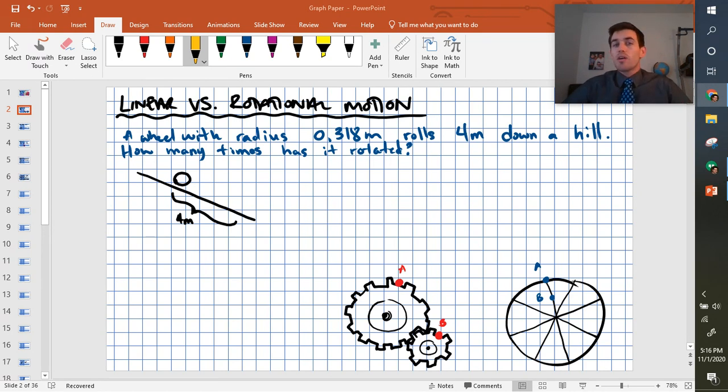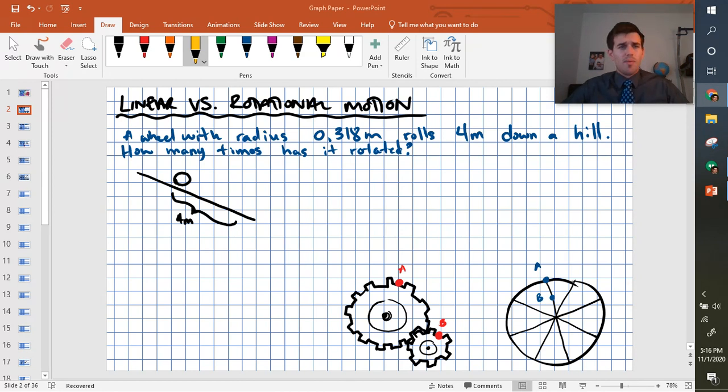Let's imagine that a wheel of radius 0.318 rolls 4 meters down a hill. How many times did it rotate? So we're taking the linear terms, it moved 4 meters, and we're going to try and figure out what that is in angular or rotational terms, as in how many times did it rotate.